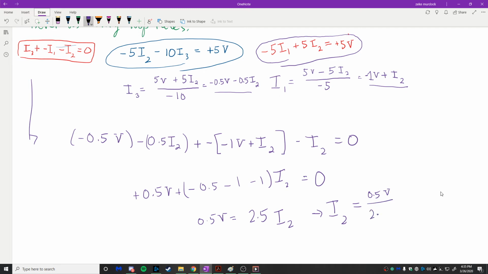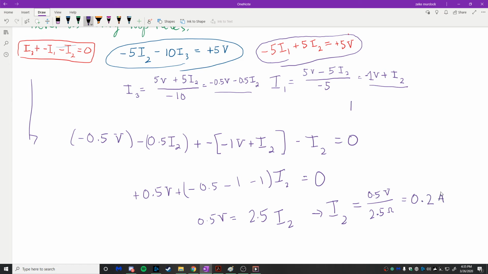And this is where we have to remember that 2.5 was actually in ohms, right? We dropped the ohms from all of these things. Everything that's a coefficient of I has an ohms in it. And volts divided by ohms gives you amps. And this is like 5 over 25, which is a fifth, so probably 0.2 amps is I2.